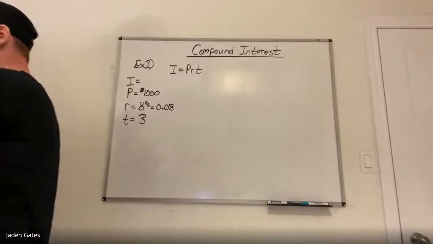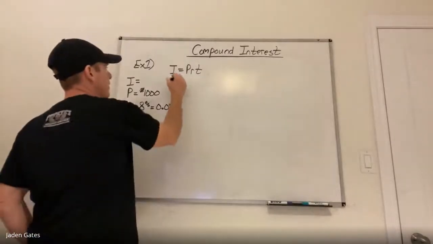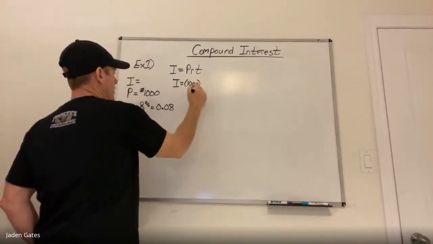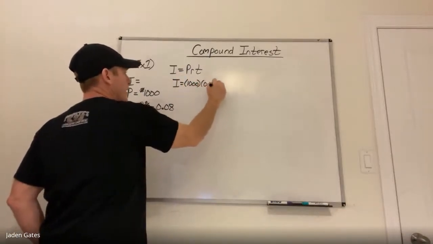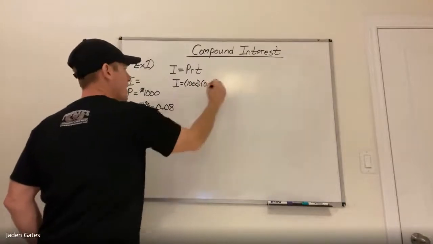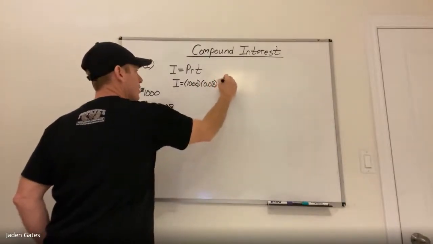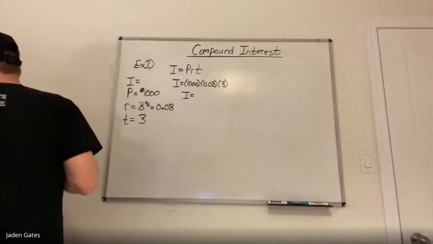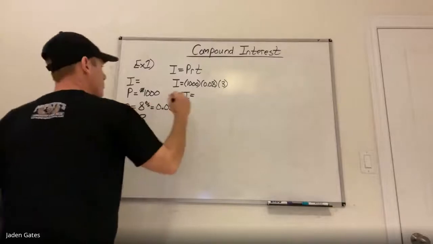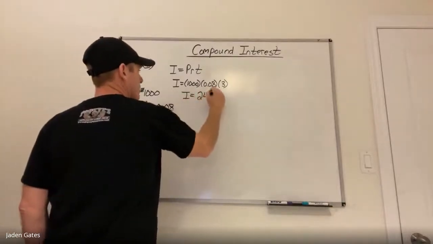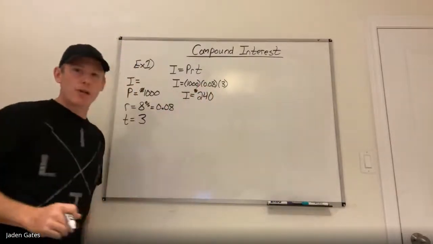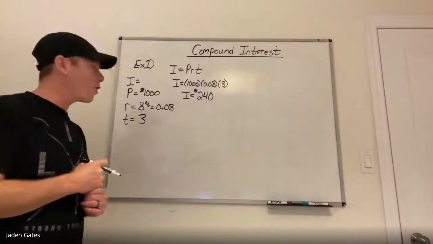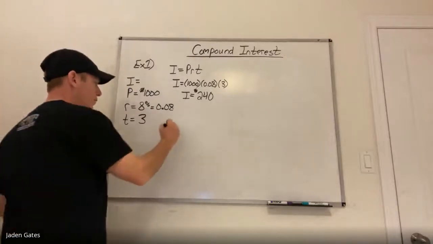All right, so now I substitute in my numbers. So I have I equals 1,000 times my rate, which is 0.08, and times my time, which is 3. All right, so I multiply my three numbers, and I'm going to get $240. Now that is the interest that has accumulated. Good if you're lending, bad if you're borrowing. But again, we want the final amount.